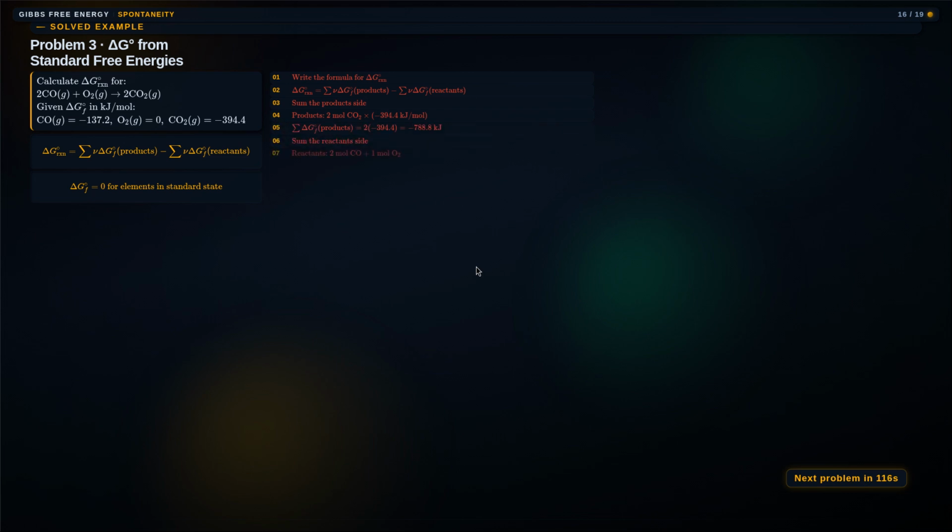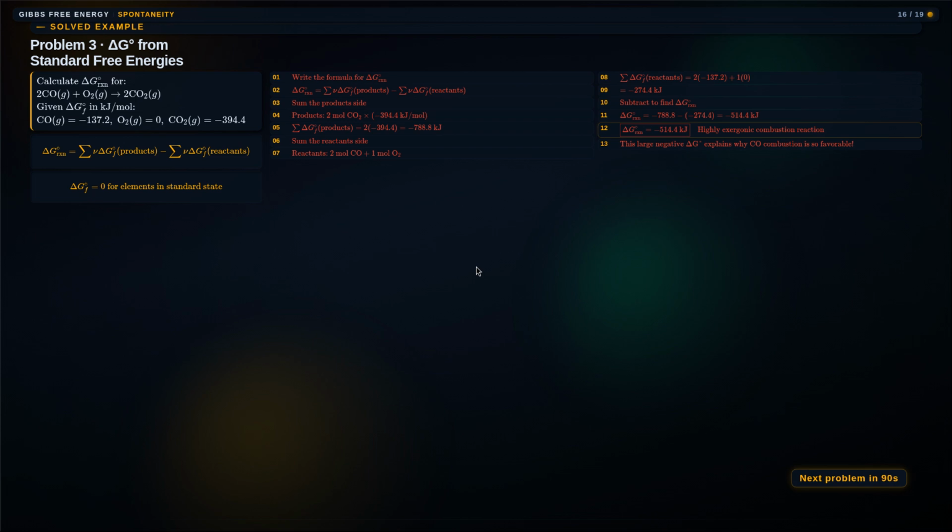Problem 3. Delta G naught from standard free energies of formation. Calculate delta G naught for 2CO gas plus O2 gas yields 2CO2 gas. Given delta Gf naught, CO gas is negative 137.2, O2 gas is 0, CO2 gas is negative 394.4 kilojoules per mole. Step 1. Write the formula.